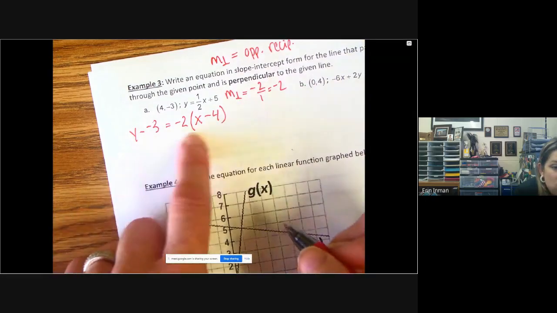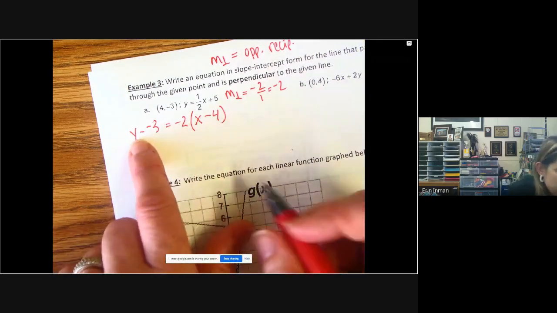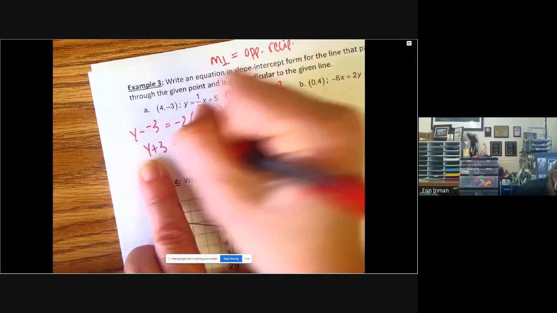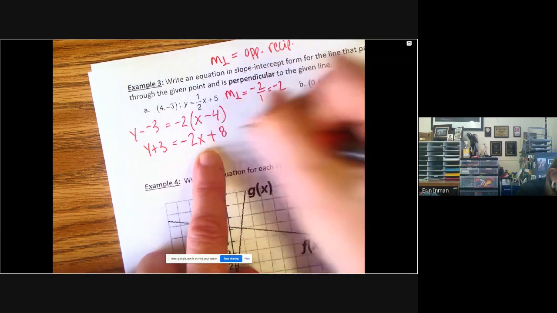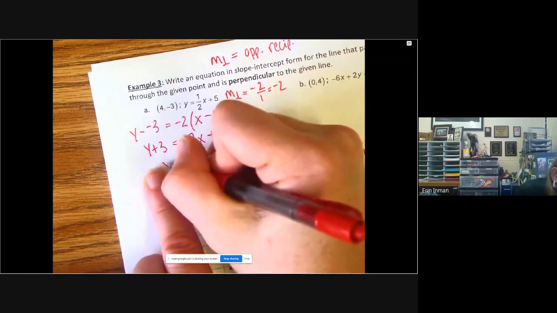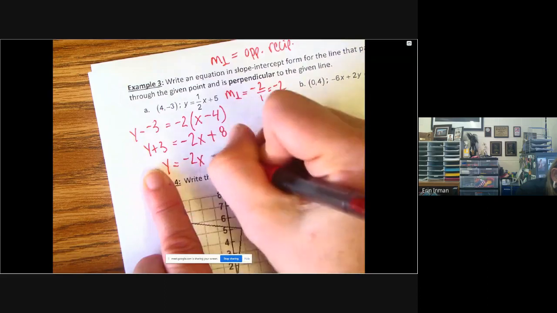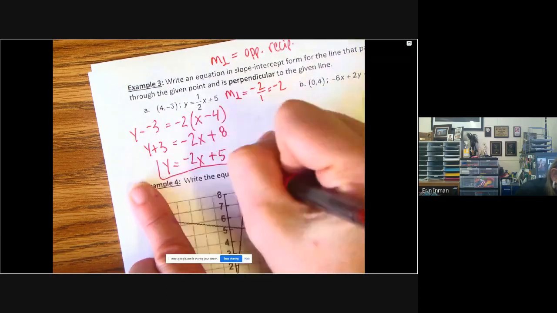Okay, and I wrote this all out so that, when we go to simplify here, we get a minus -3. That's going to be y plus 3. When I distribute, I get -2x plus 8. And then I would subtract 3 from both sides, and I'd have -2x plus 5. There's my equation.